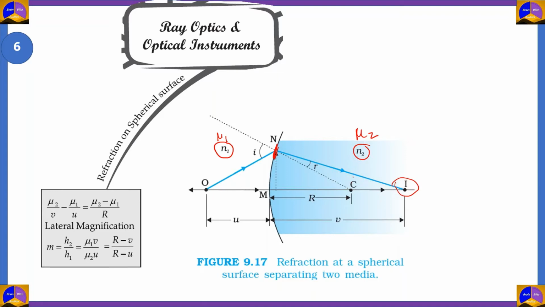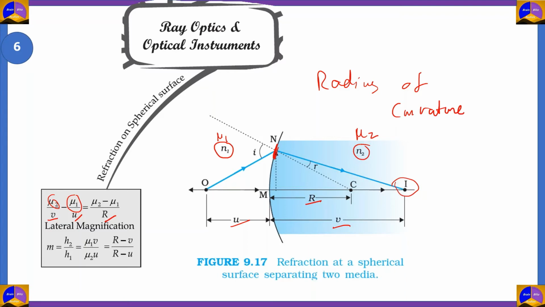So we can now, using various equations, relate the object distance, the image distance, and the radius of this refracting surface. So mu2 by v minus mu1 by u is equal to mu2 minus mu1 divided by r, where mu2 and mu1 are the refractive indices of medium 2 and medium 1 respectively. v is the image distance, u is the object distance, and r is the radius of curvature.